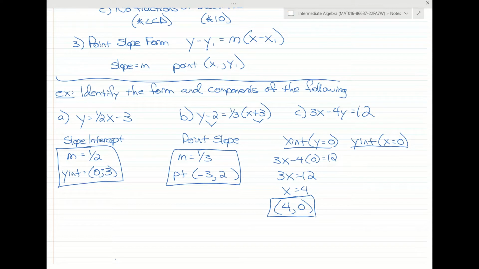I like graphing by getting the intercepts, just because it gives us a more precise graph. And for the y-intercept, we put 0 in for x. 3 times 0 minus 4y is equal to 12. The -4y is 12. Y would be -3.